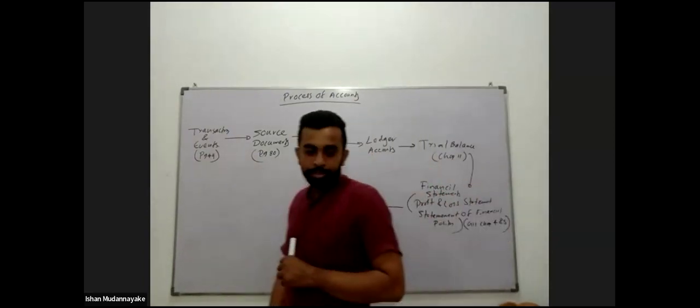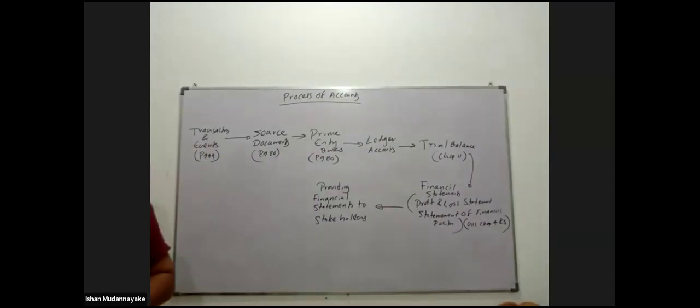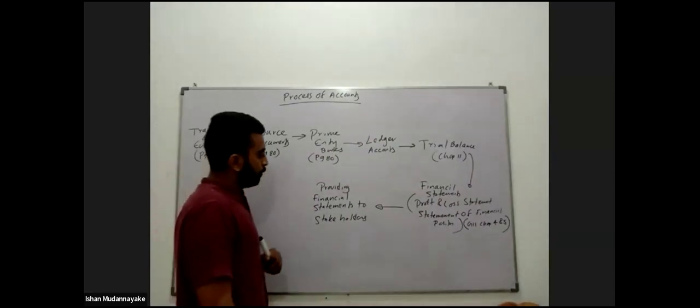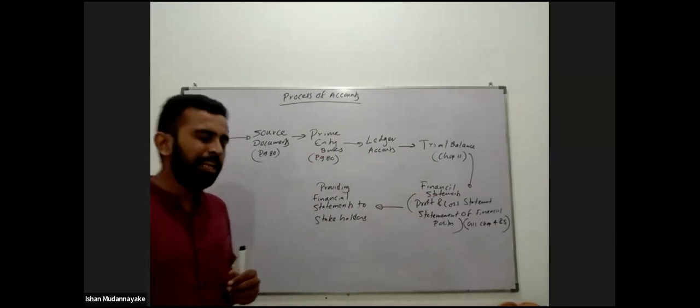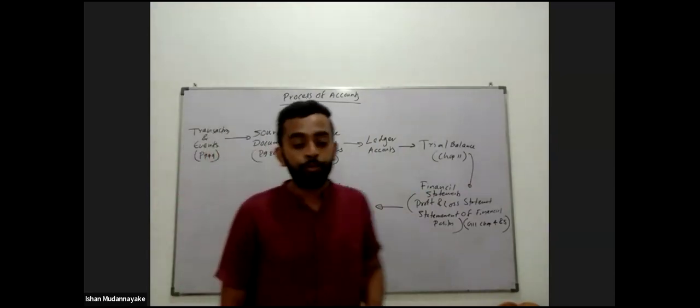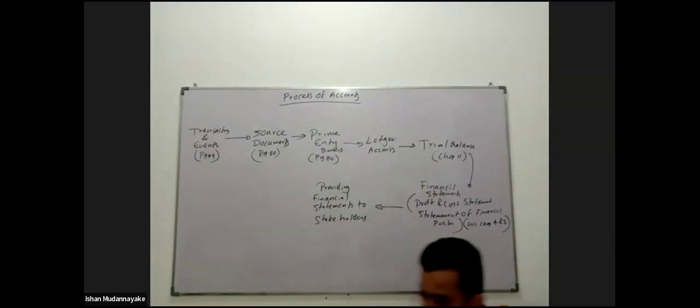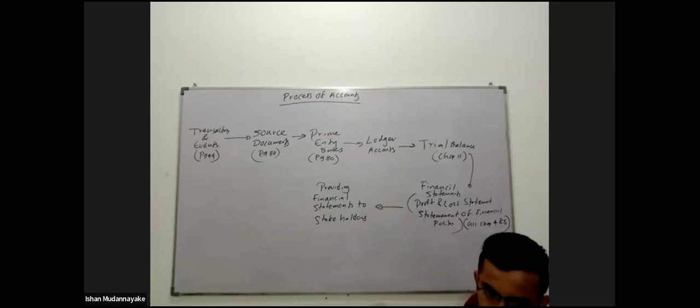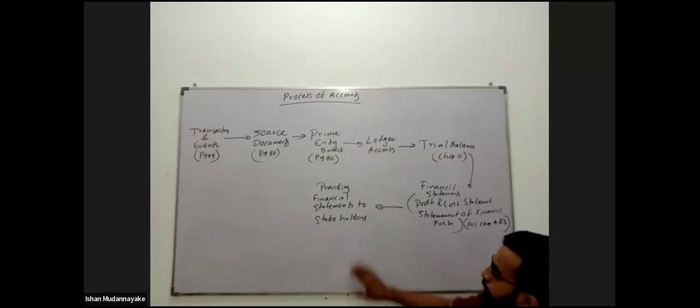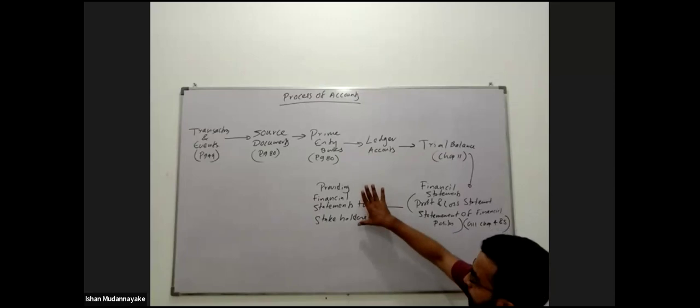Providing financial information to stakeholders for their decision making requirement. Nilamai, what is the objective of accounting? To provide information to stakeholders for decision making. Yes, right. The purpose of accounting is to provide information to stakeholders.